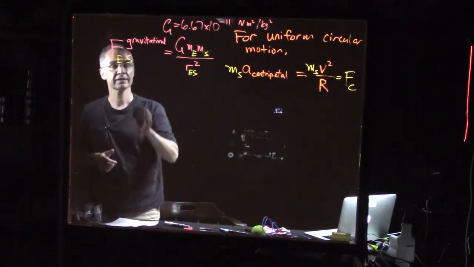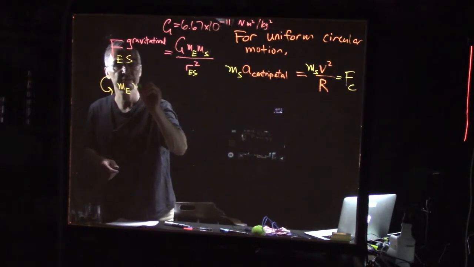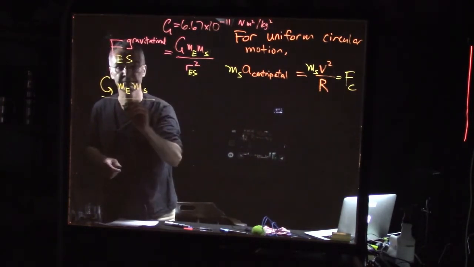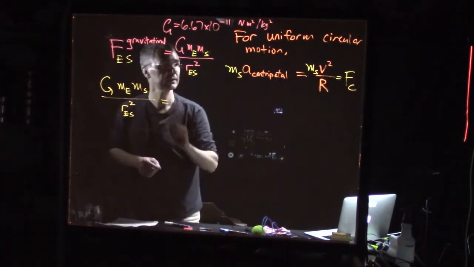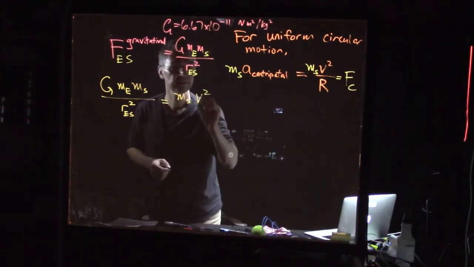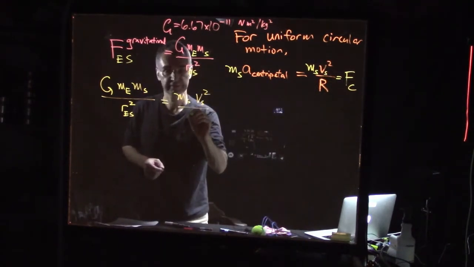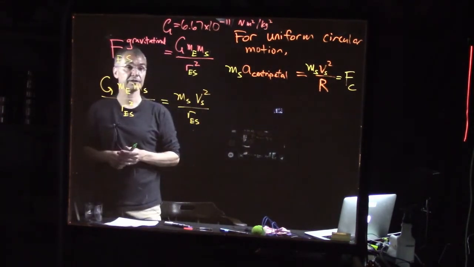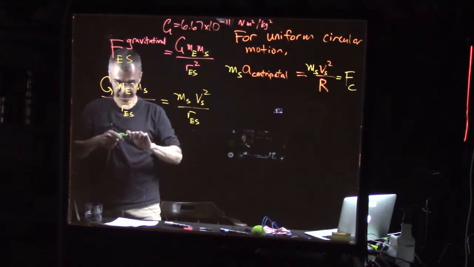So we're going to say that big G times the mass of Earth times the mass of the satellite divided by the radius squared equals the mass of the satellite times the speed of the satellite squared, divided by this radius between Earth's center and the satellite. mv squared over r is GMm over r squared. And what can we do with this?